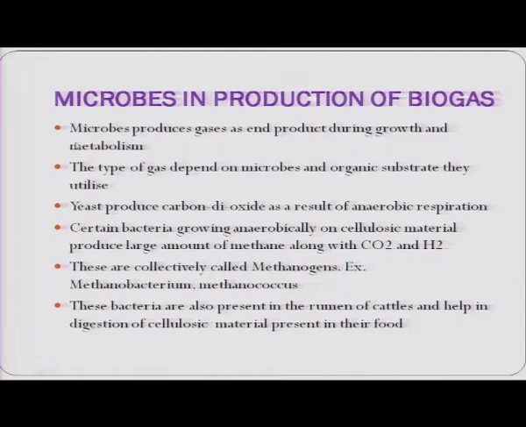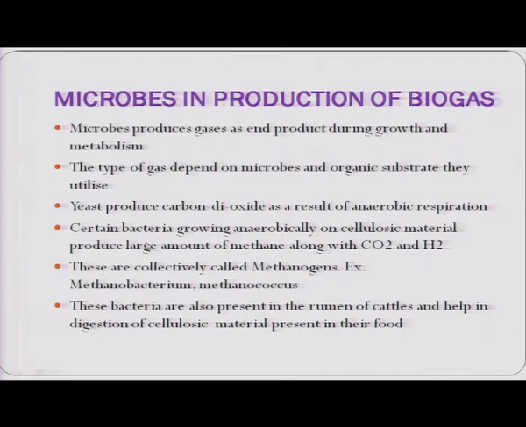So, we know that microbes have metabolic processes, and these metabolic processes result in production of certain gases as end product during their growth. The type of gas depends on the microbes and the organic substrate they utilize. For instance, we read about fermentation. In fermentation, which is done by yeast, Saccharomyces cerevisiae, it produces carbon dioxide when the glucose is fermented. It is a type of anaerobic respiration which occurs in the cytoplasm of the yeast.